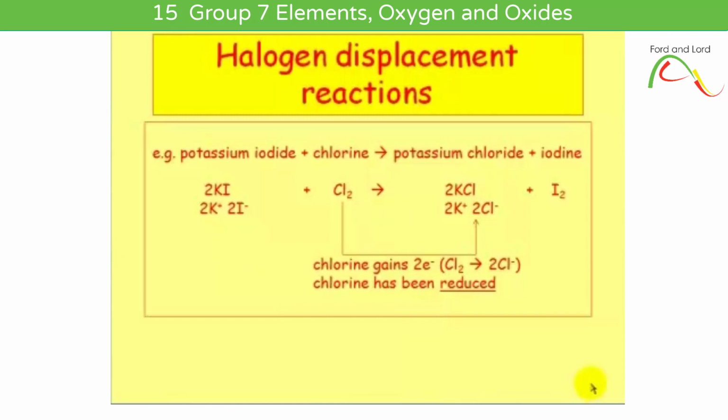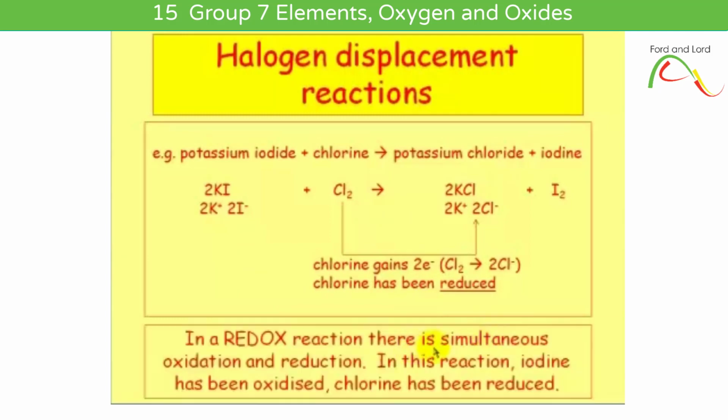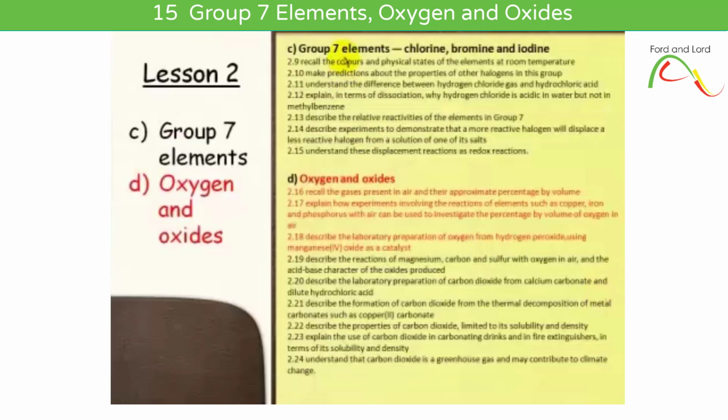Now, do you remember we were talking earlier about a redox reaction? With a redox reaction, there's a simultaneous oxidation and reduction. In this case, iodine has been oxidized by losing electrons, and chlorine has been reduced by gaining them. So that's what we mean by a redox reaction. Redox, R-E-D, stands for reduction, O-X, oxidation. Now, we've finished the group 7 elements.